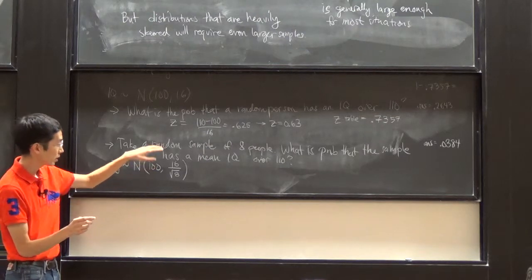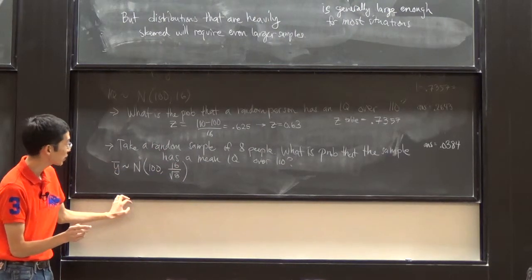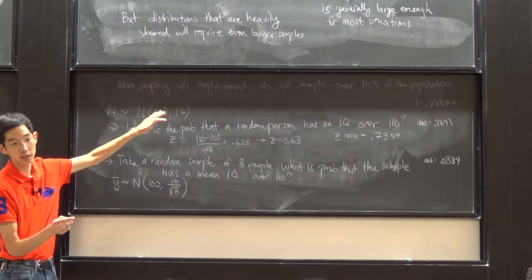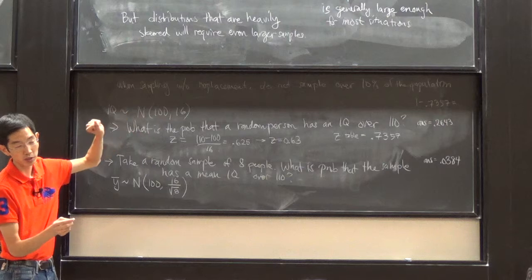Okay. And a sample of size 8 is big enough because the population itself is normal. So any size sample is big enough when the population is normal.